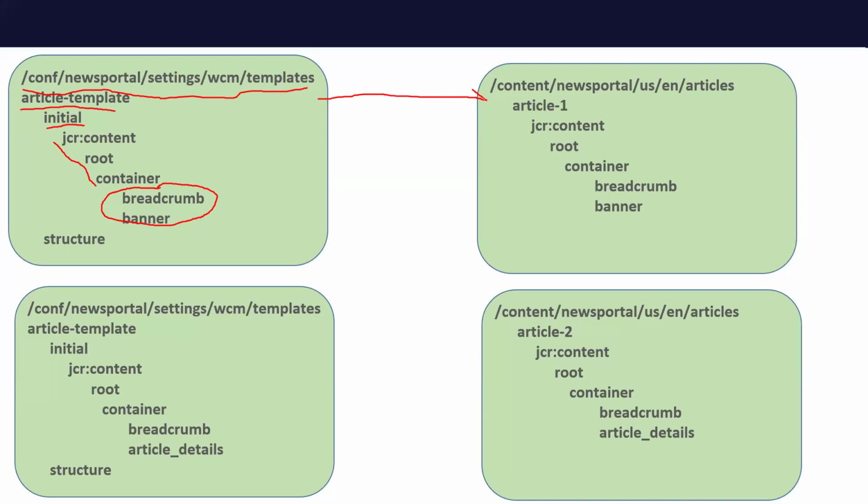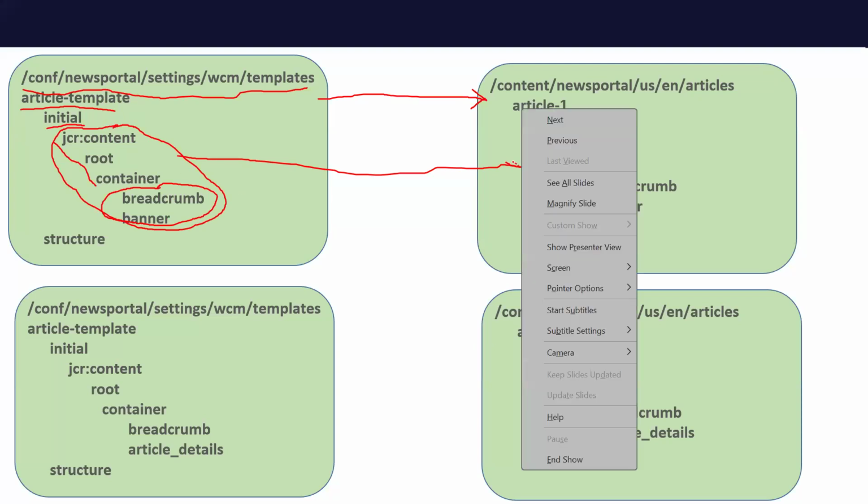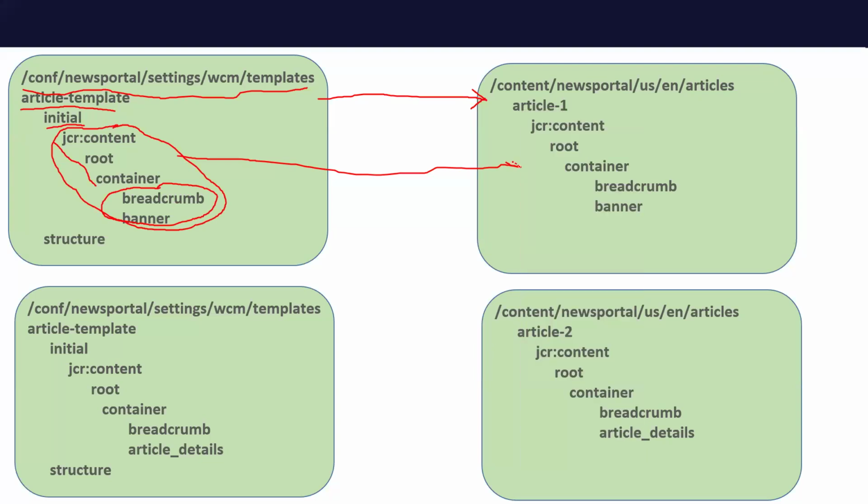Article 1. At the time of page creation, AEM simply copy-pastes the initial content data from template level to page level. Whatever initial content is available at template level, this entire data is copy-pasted to page level, including the JCR content node, root node, container node, breadcrumb node and banner. This is a one-time activity.